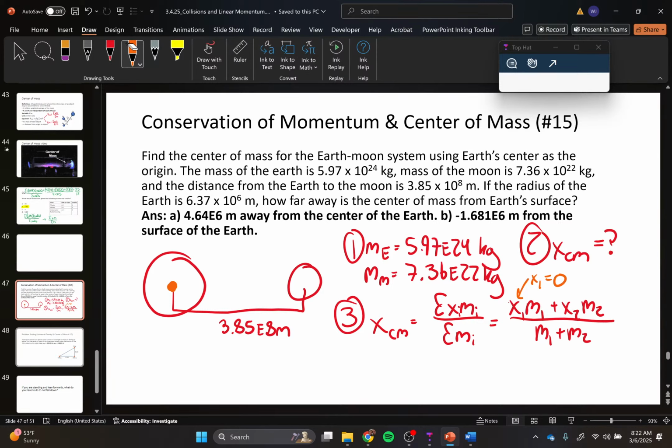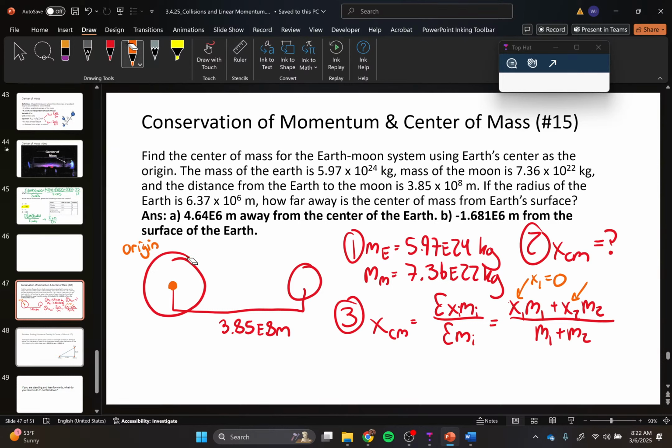If I choose that, what's x2 going to be? Where's the Moon located with reference to my origin? Yeah, the distance there, and it's nice and easy. So this is probably the easiest one to pick. Pro tip, every time you're doing center of mass, choose the origin as one of the objects. Just pick one of them, then you have less math to do. So this is one. This is then going to be that 3.875.